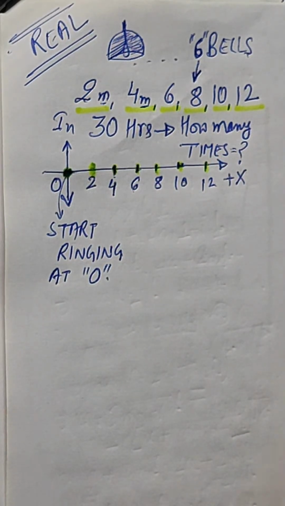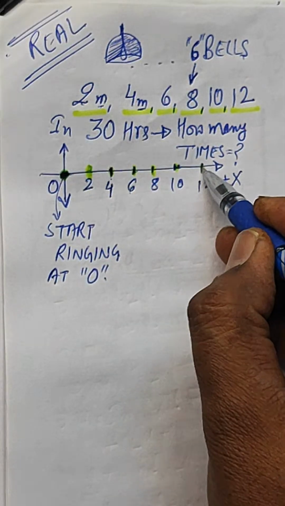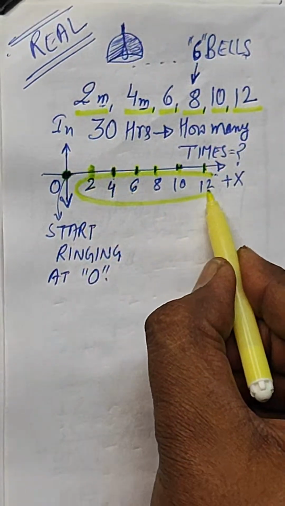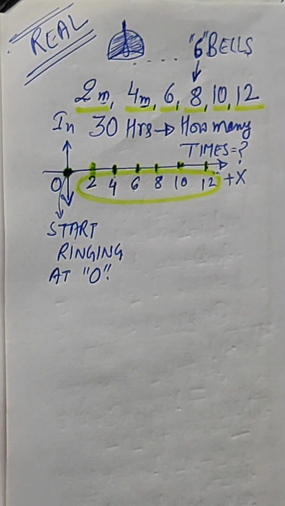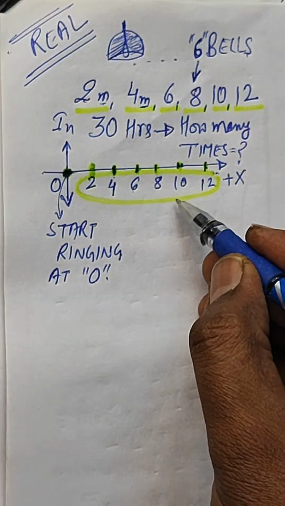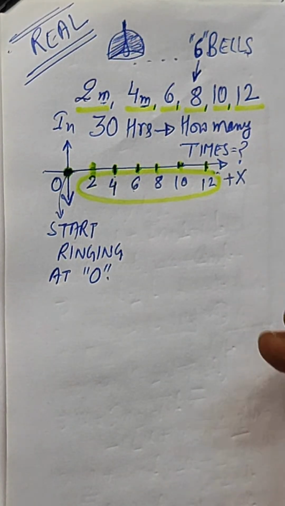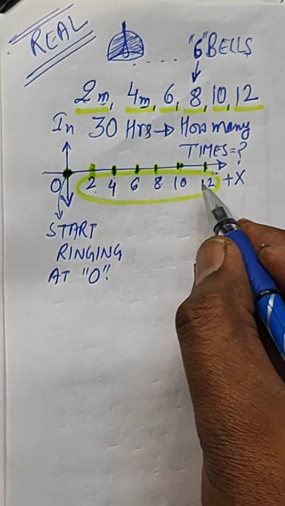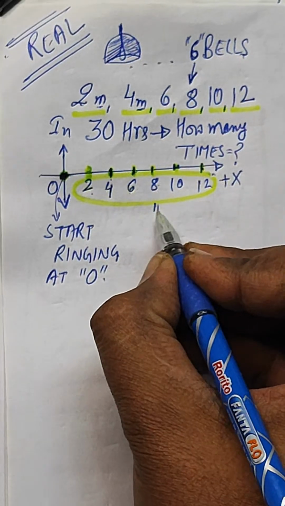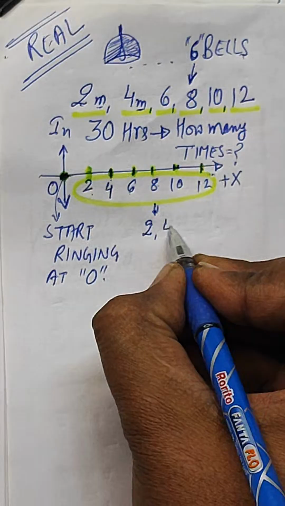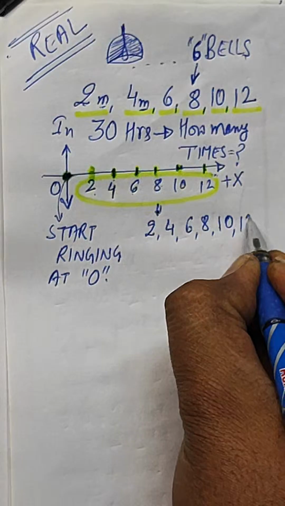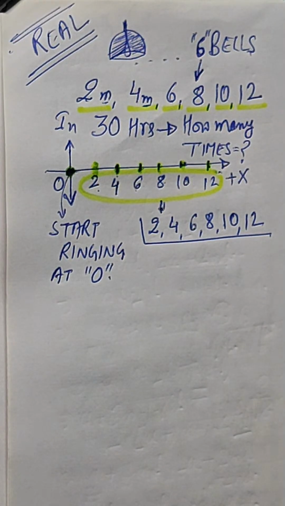So after 12 minutes of time, this sequence of bell ringing times will again repeat. So they will repeat after how much time? Definitely we'll find the LCM over here. The LCM of these numbers 2, 4, 6, 8, 10 and 12 minutes. When we find the LCM of 2, 4, 6, 8, 10 and 12, it will be easier to go to the answer. Let us see how.